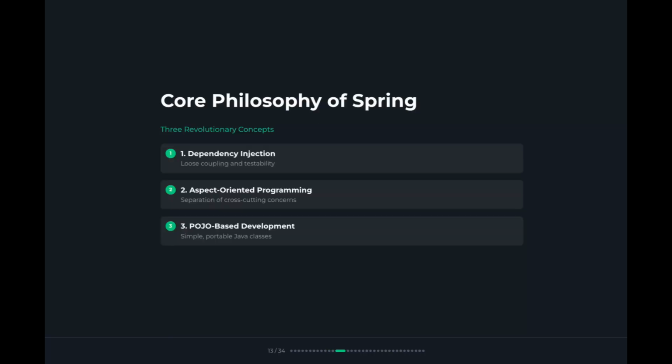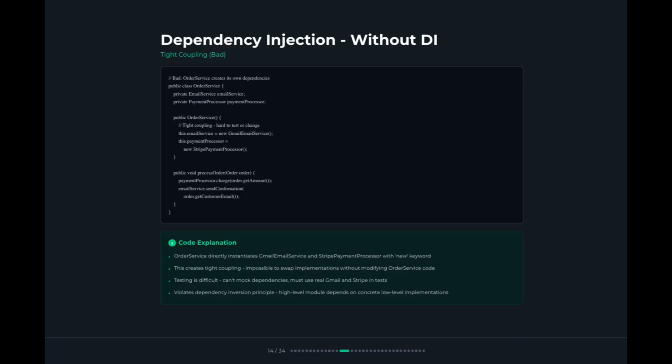The core philosophy: Spring was built around several revolutionary concepts for its time. Dependency injection. Rather than objects creating their dependencies, Spring would inject them, promoting loose coupling and testability. Aspect-oriented programming. Cross-cutting concerns like logging and transactions could be separated from business logic. POJO-based development. Unlike EJB, Spring worked with plain Java classes, making development simpler and more portable. Let's go over them one by one.